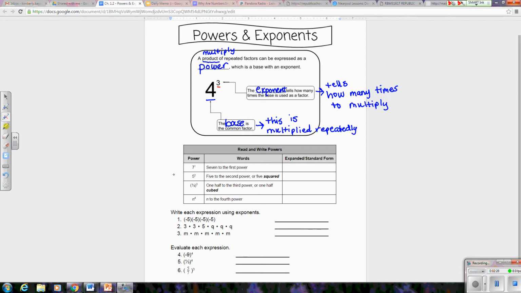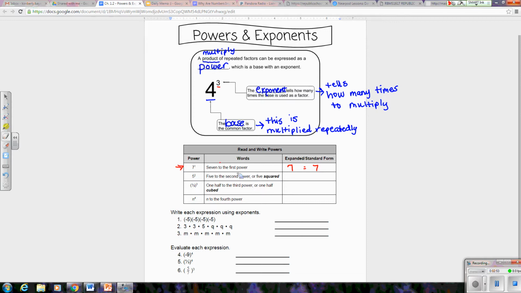And the way you read this first one, let's start here. The way you read this first one is 7 to the first power. The expanded form is just 7, and the standard form is also just 7, because that 1 tells us to multiply that 7 to itself one time. Well, there's one 7. This is our repeated multiplication. We are multiplying it once, so it's just 7.